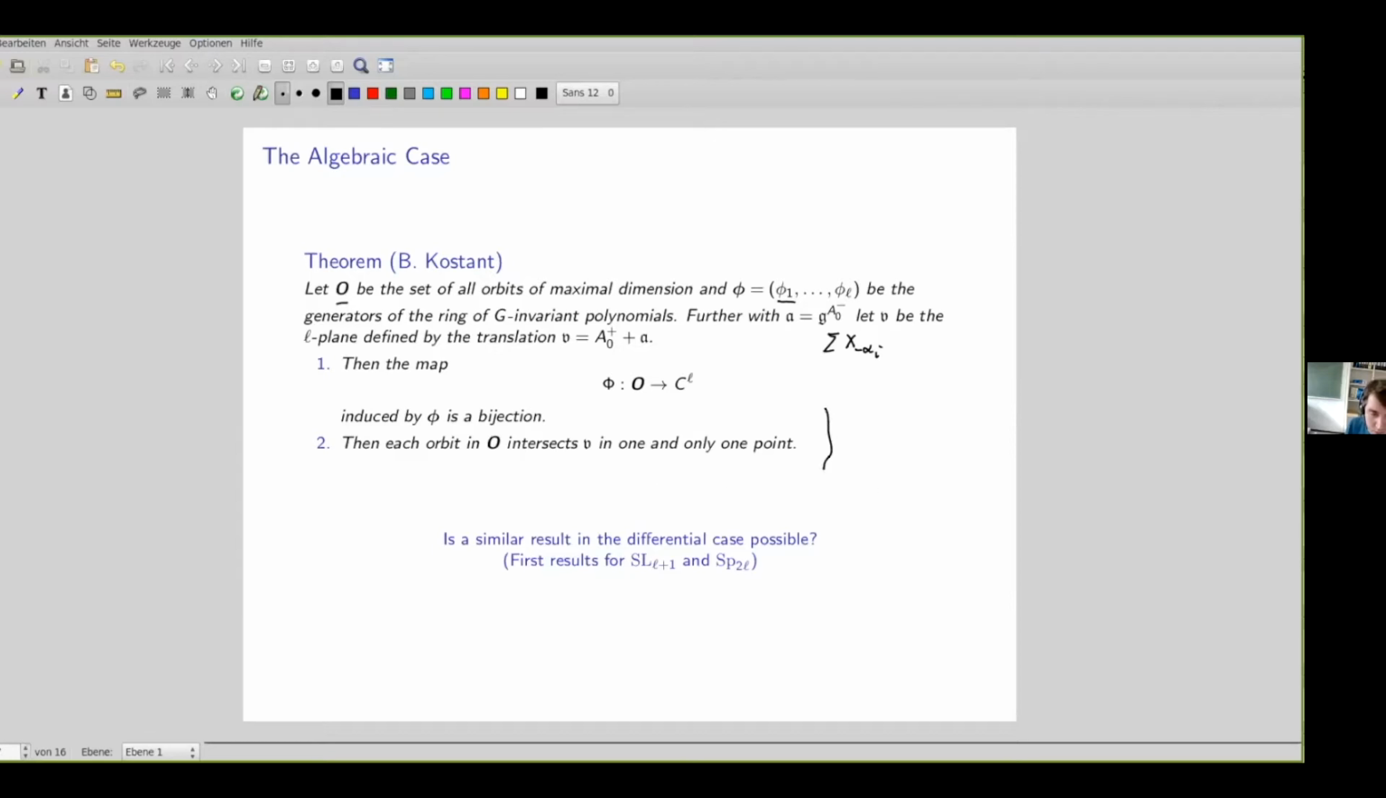So let me draw a picture. If this is a Lie algebra, and here you have matrices defining orbits of maximal dimension, then the set V is just this line here. And well, if you have any matrix and look at the orbit, then the orbit intersects this line only in one point. So something like that cannot happen. Yeah, so this is not happening.